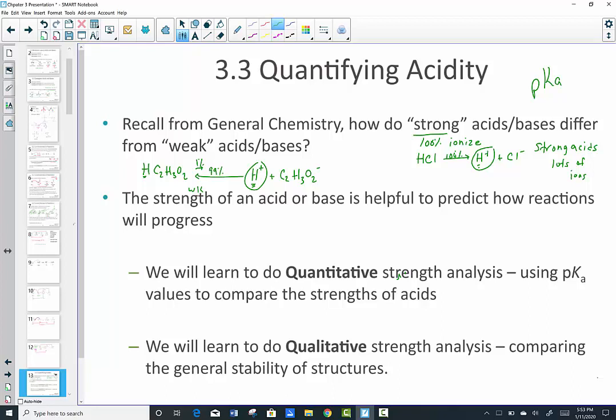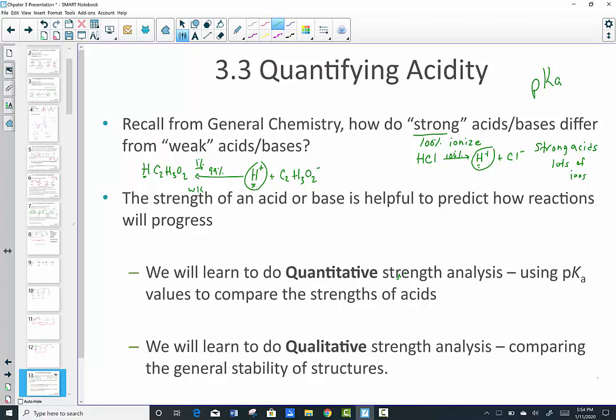So the strength of an acid or a base is also very helpful to predict how reactions will progress. As we get our feet wet in learning how acids compare in terms of proton transfer, we're going to do so in two ways. Quantitatively, using numbers, a pKa chart to be specific. And then in the next section, we'll talk about it qualitatively, just comparing strength based on structure.